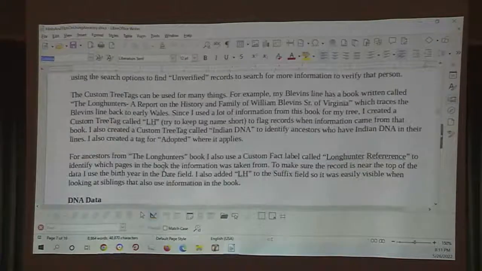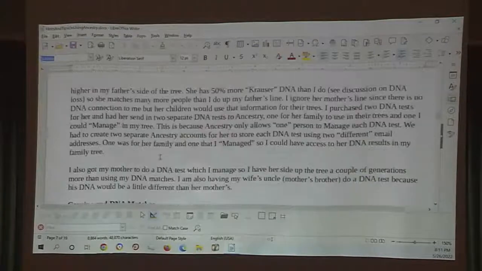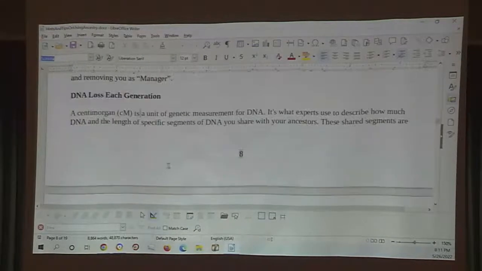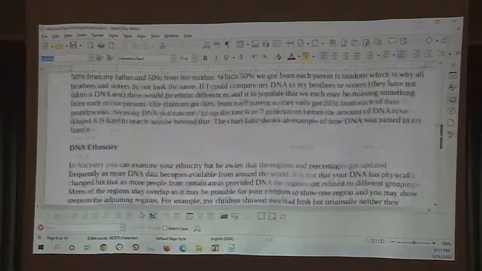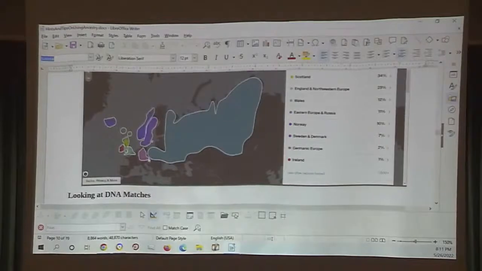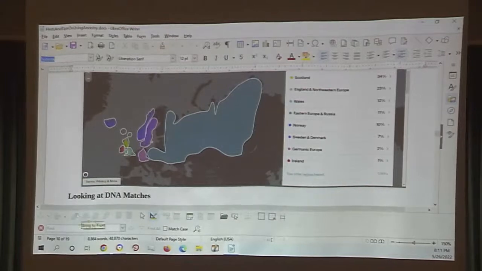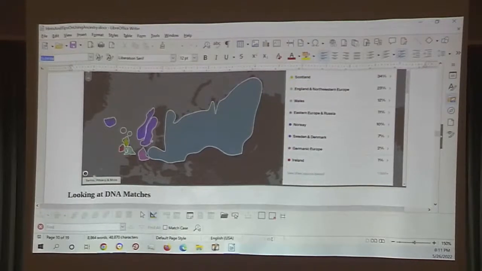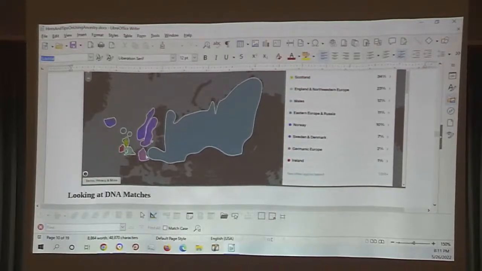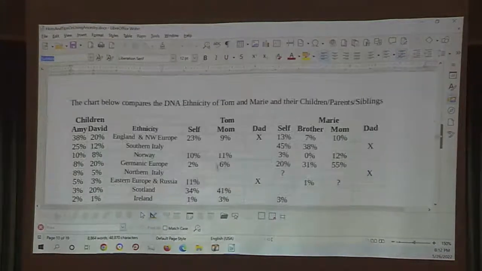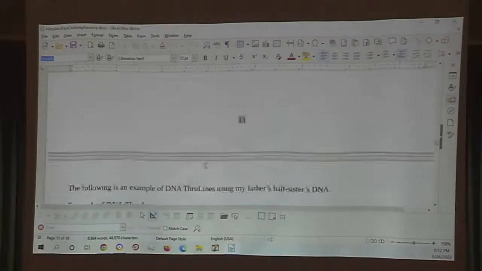Tree tags we talked about. DNA data we've spent a lot of time on. Being a DNA manager we talked about. DNA loss each generation. Ethnicity, that's where I talked about how my ancestors were probably right in this region here, where they could have been German or Eastern European. That's why I'm only 13% rather than 2%. I'm only 2% this one and 11% here. So my ancestors are probably right in here somewhere. And this talks about DNA through lines we talked about.